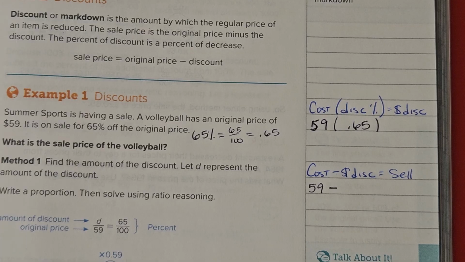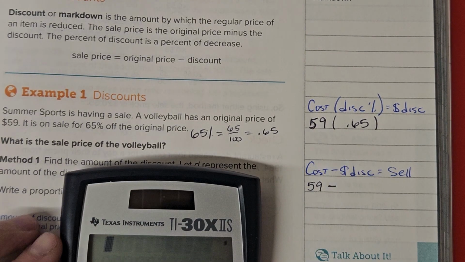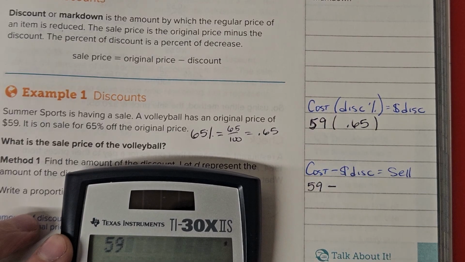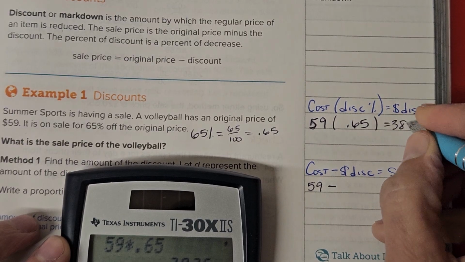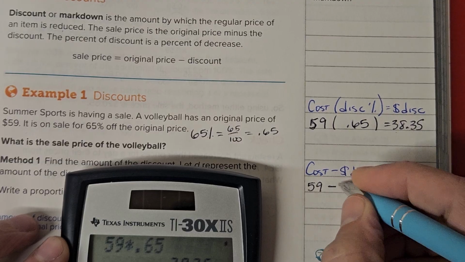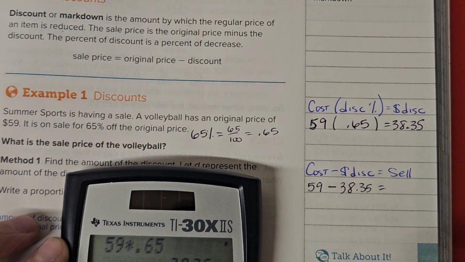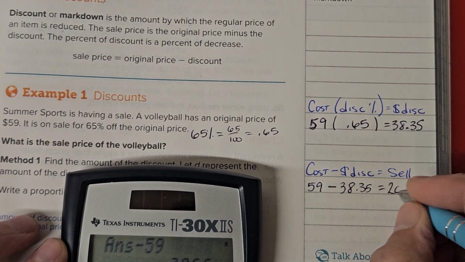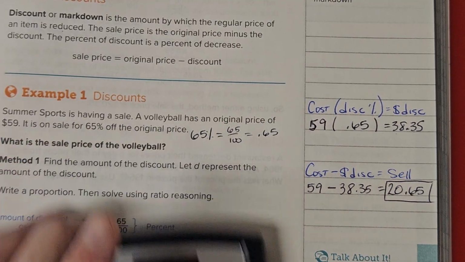Then we can do that work. So 59 times 0.65 is 38.35. So it is discounted $38.35. Now we can subtract that from 59 and get $20.65. That's how much the volleyball will sell for.